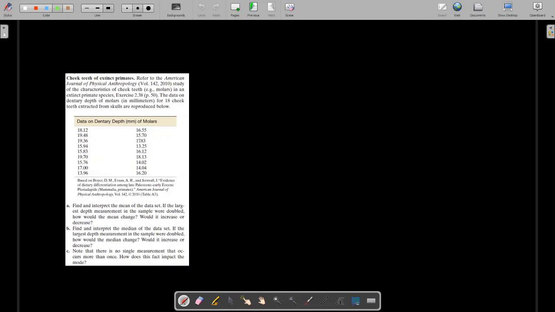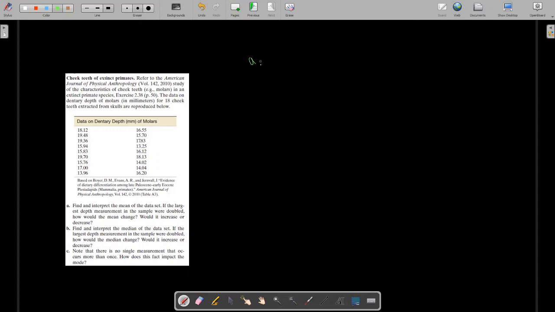And now looking at one more problem, which goes a little bit deeper. This one is about the cheek teeth of extinct primates, and it gives us some data on the depth of molars in various extinct primate species. It gives us this data on 18 different teeth extracted from these primate skulls, and gives us the depth of them in millimeters. And now going back to these questions, which are about finding the various summary statistics for this data.